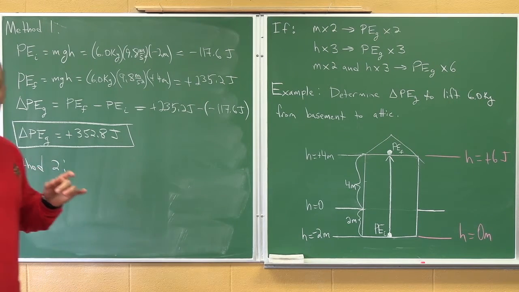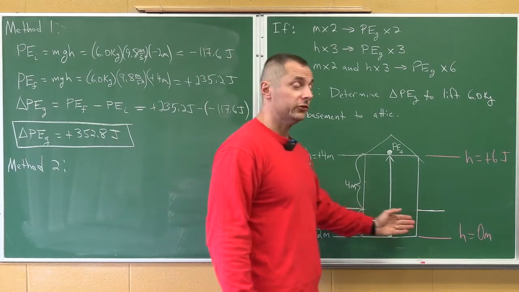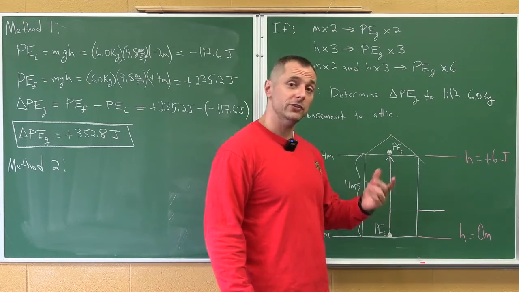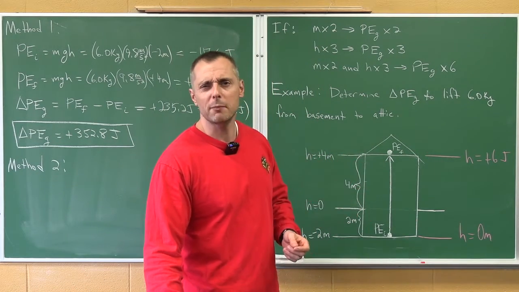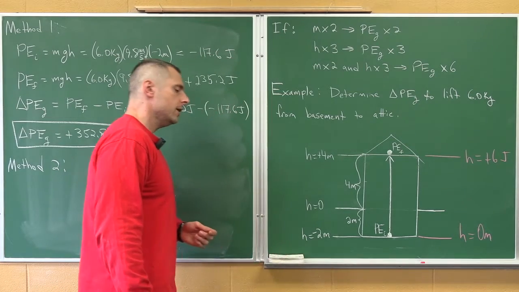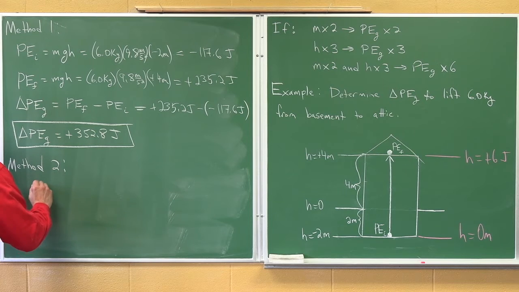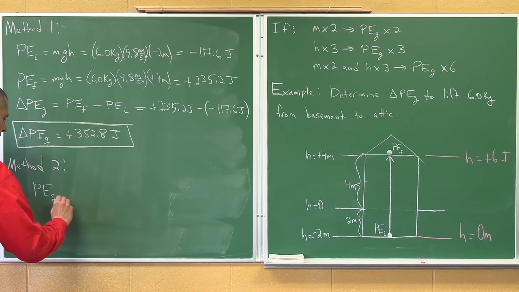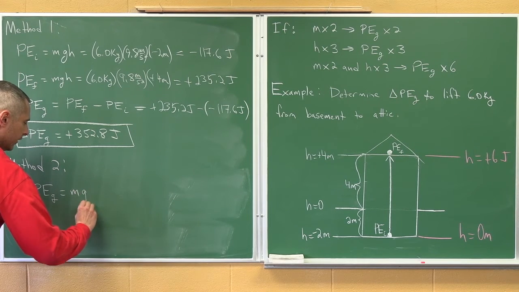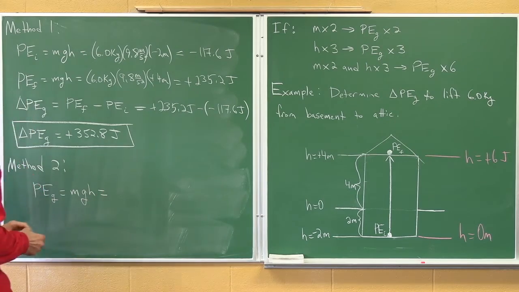I don't even need to calculate PE initial. I'm starting at 0. 0 height, 0 energy. So why bother calculating it? So if I want to calculate the PEG at the top, I'll now use mgh again.